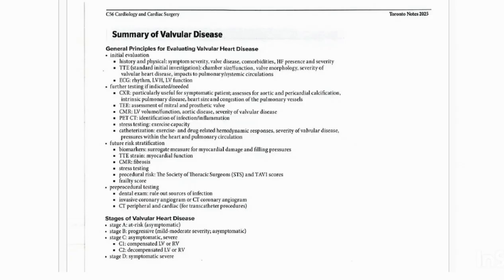A transesophageal echocardiogram, TEE, provides superior visualization of the mitral valve and prosthetic heart valves when transthoracic imaging is inadequate. Cardiac magnetic resonance imaging, CMR, accurately evaluates left ventricular volume and function, aortic pathology, and the severity of valvular disease. PET CT scanning is mainly used to identify infection or inflammation, particularly when prosthetic valve endocarditis is suspected.